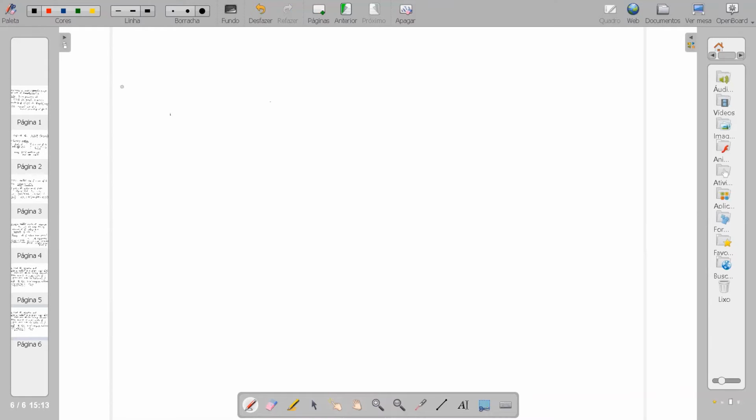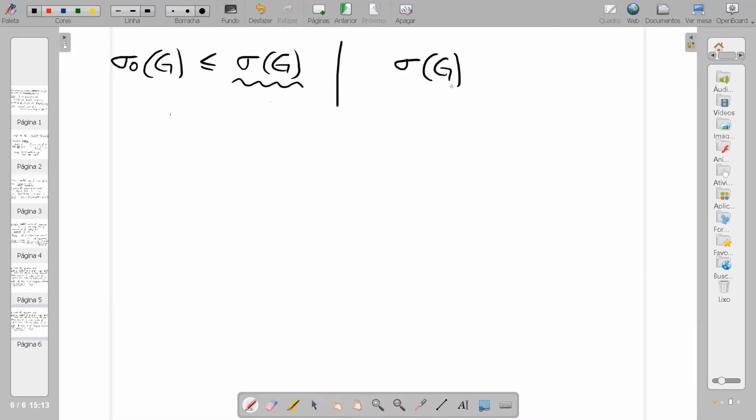Now another couple of very easy things is that sigma 0 of G is always at most sigma of G, which is the same thing, but instead of covering only primary elements, we cover everything. And sigma of G, and also sigma 0, there are some properties that sigma has: it's always at most sigma 0 of a quotient of G. This is easy to see.